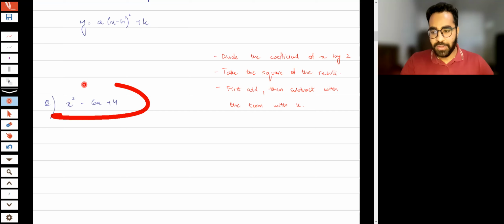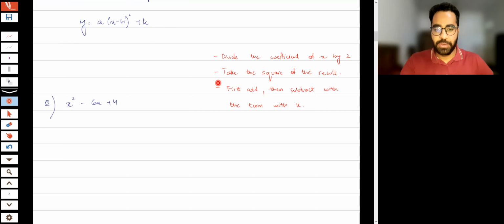In order to convert this equation into a completed square form, there are a few steps that we have to follow. Step number 1, divide the coefficient of x by 2. So what's the coefficient of x? The coefficient of x is -6. So I'm going to divide that by 2. -6 upon 2 is going to give me -3.